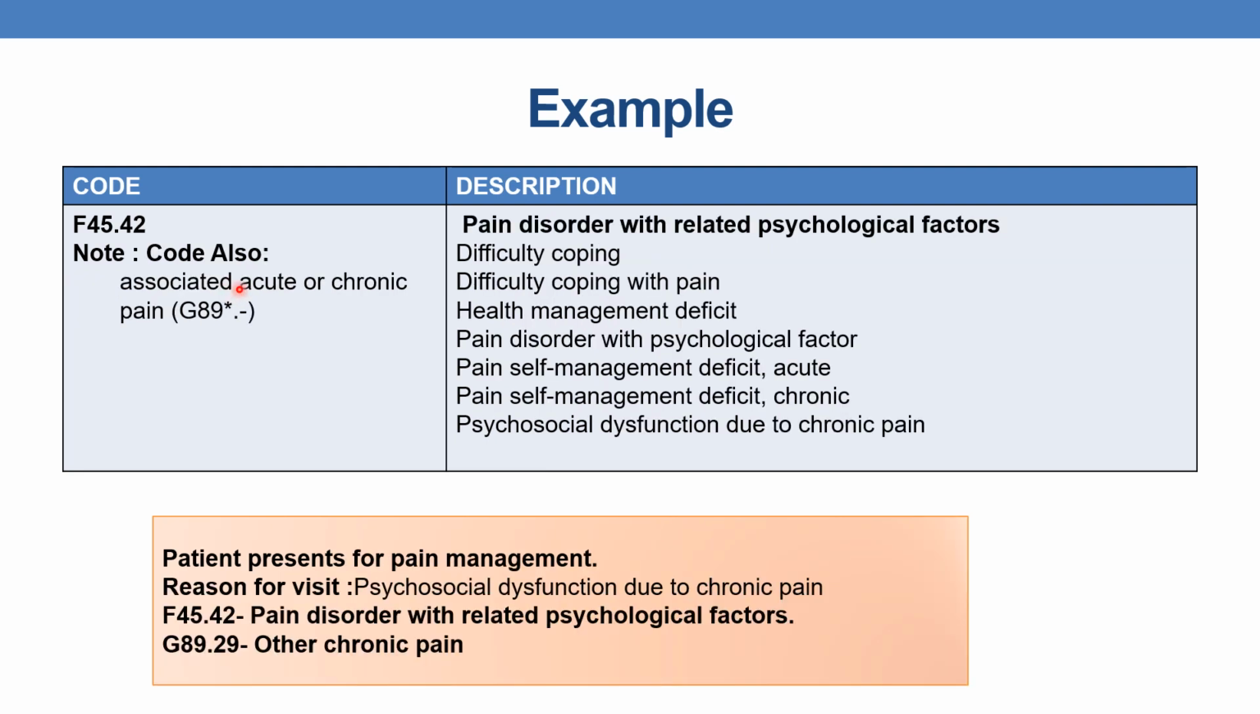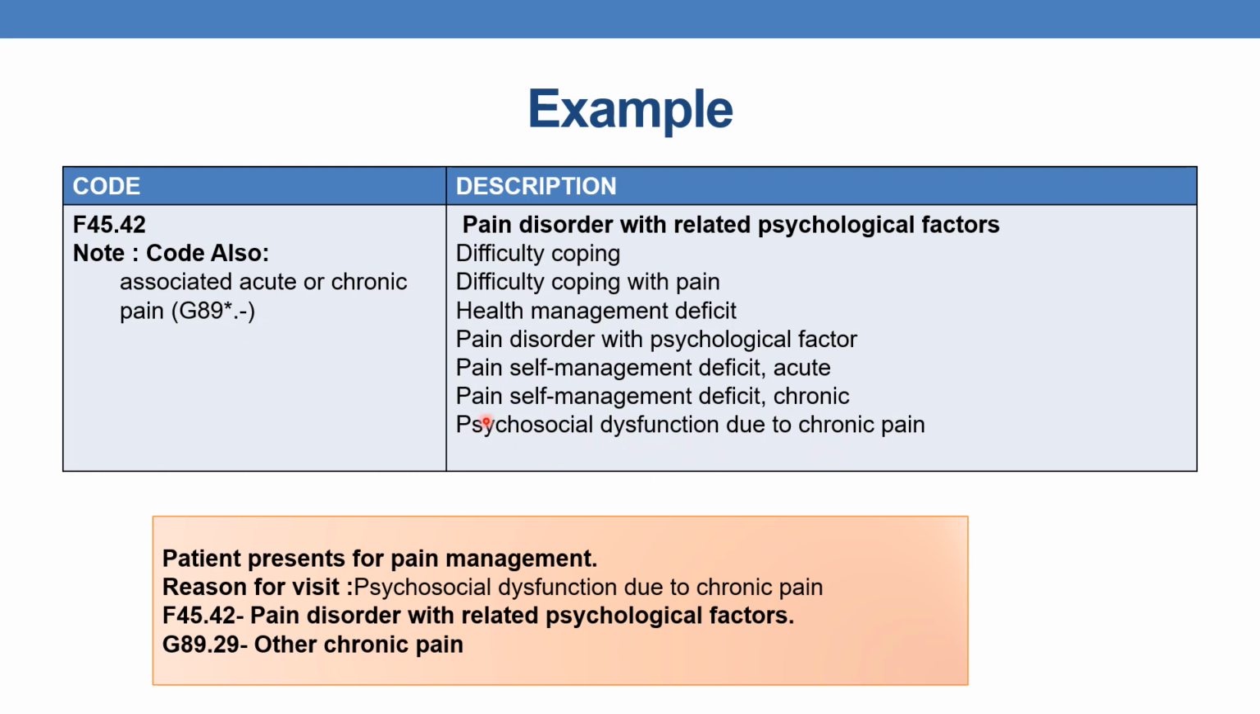Now next, F45.42. Under this you can also see code also associated acute or chronic pain. And the description of F45.42 is pain disorder with related psychological factors. Some of the synonyms are difficulty coping with pain, health management deficit, pain disorder with psychological factor, pain self-management deficit acute, pain self-management deficit chronic, and psychosocial dysfunction due to chronic pain.